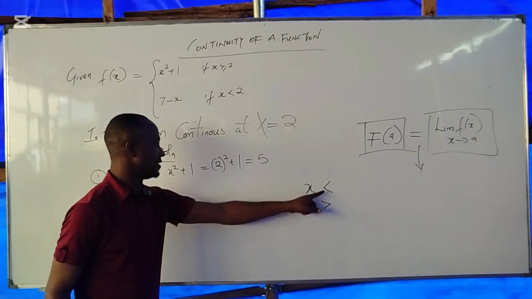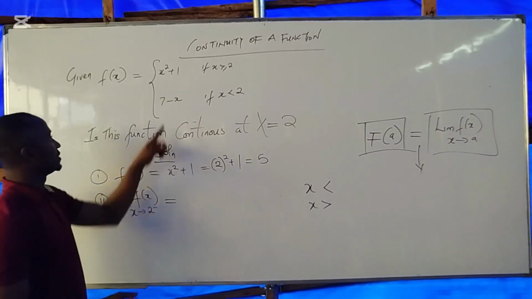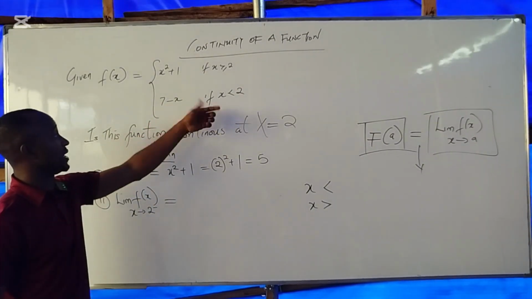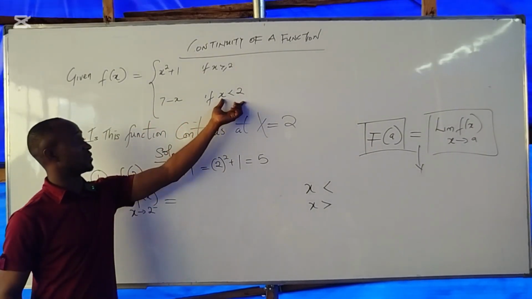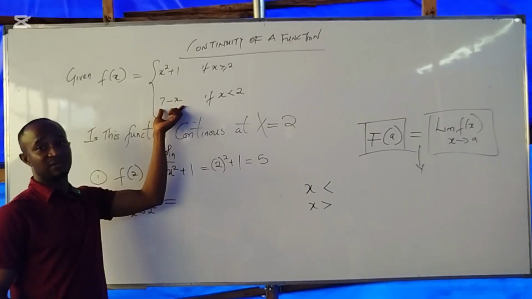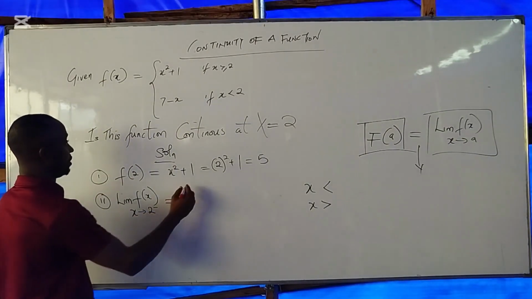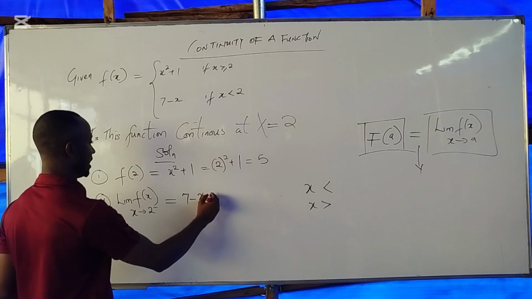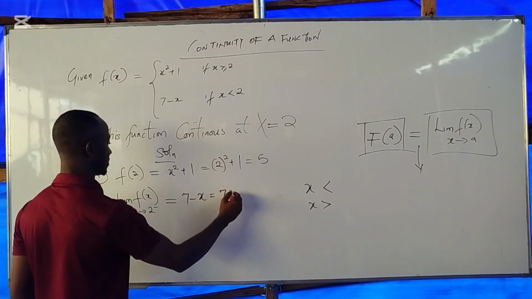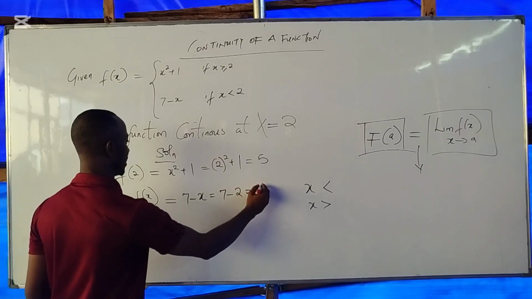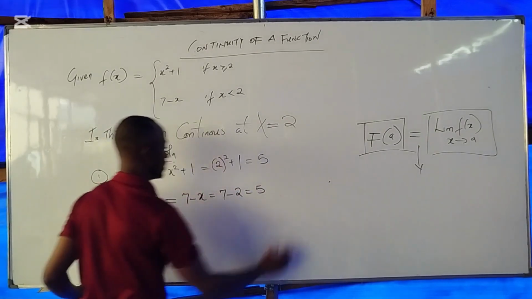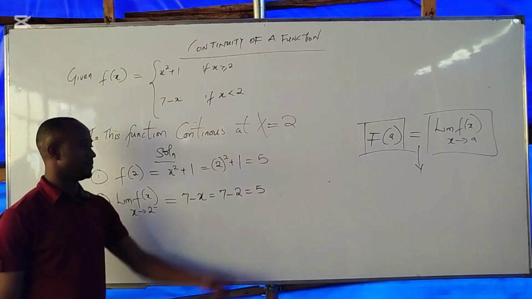So which of these two functions behaves in this manner, x is less than? For the left hand side, we're going to use 7 minus x, because here we are told that when x is less than 2, the function behaves as 7 minus x. So definitely we're going to make use of 7 minus x, and that will give us 7 minus 2, which is 5.